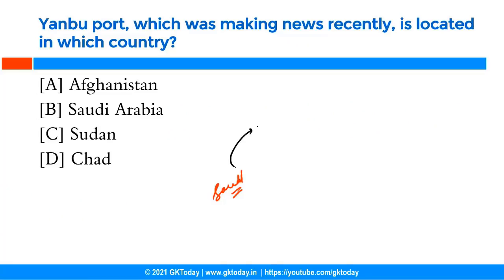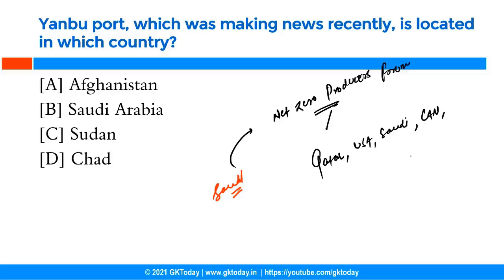Recently, Saudi Arabia was also in news as major oil and gas producers formed Net Zero Producers Forum. So, 5 of the world's major oil and gas producers came together to form this alliance. These 5 countries are Qatar, USA, Saudi, Canada, and Norway.